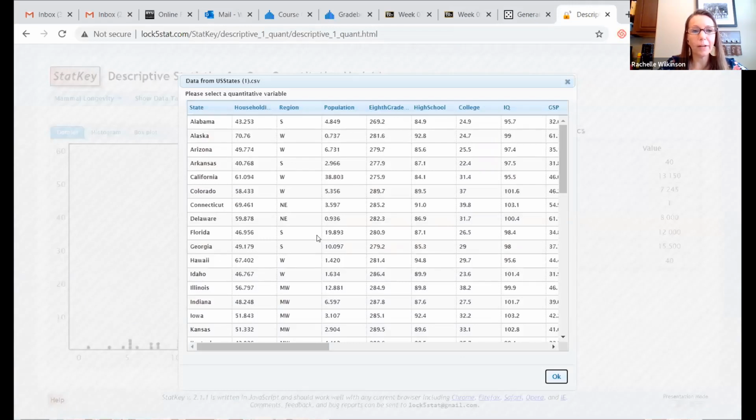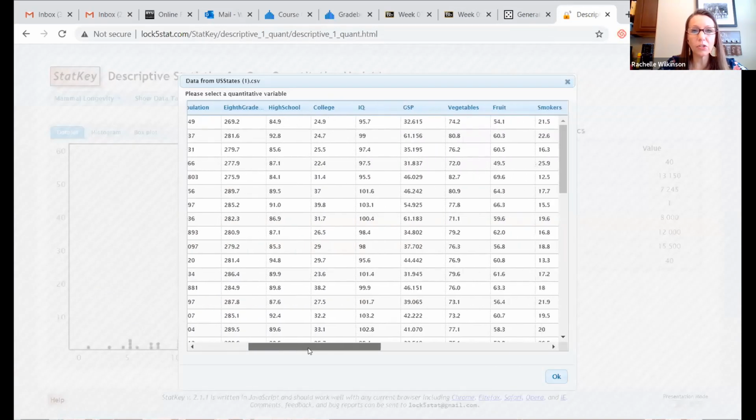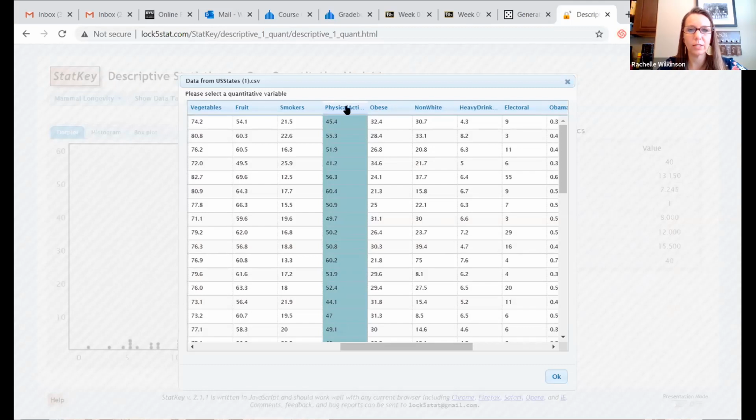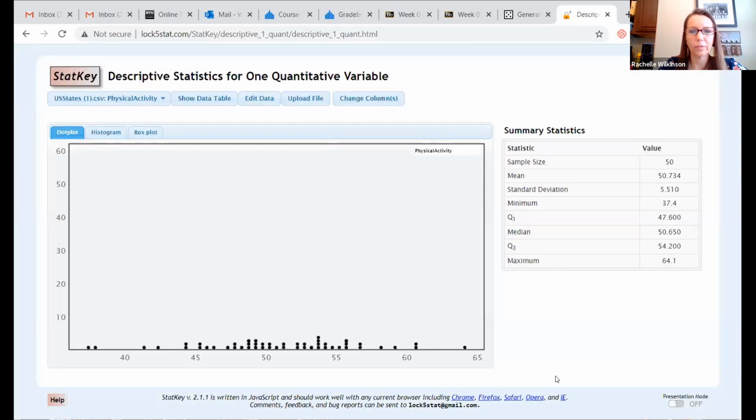Then it's going to ask you what variable you want to look at, and we're looking at the physical activity variable. So you might have to scroll over and then highlight the column that says physical activity if you're doing this along with me. So upload data, choose the US states data set, and then you're going to choose the physical activity variable.